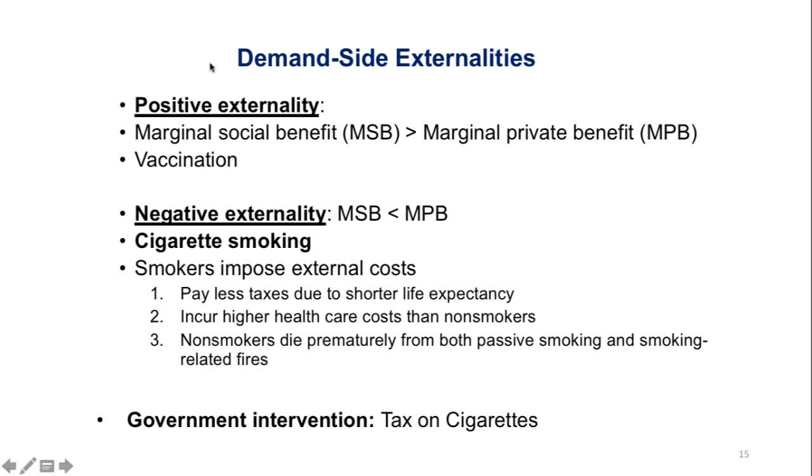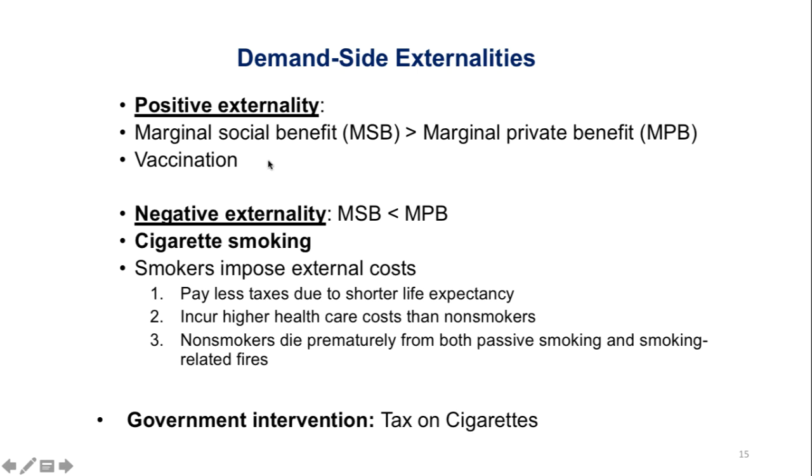In chapter 9, you learn about government involvement. One of the main factors of government involvement is externalities. There are two types of externalities. One is the demand side of externalities, and that is also categorized into positive externalities and negative externalities. Positive externalities means that the marginal social benefit is greater than the marginal private benefit, such as vaccination. When you have a flu vaccination, this prevents the people around you from catching flu from you.